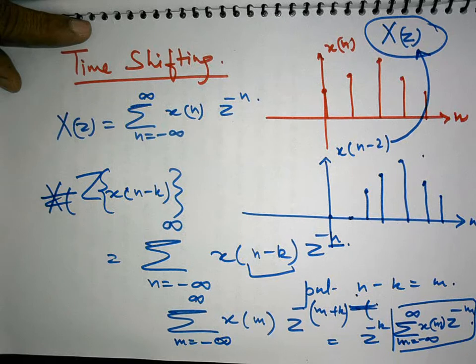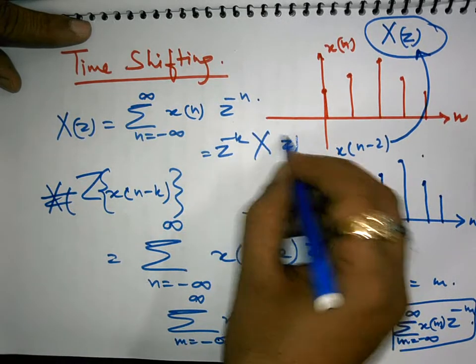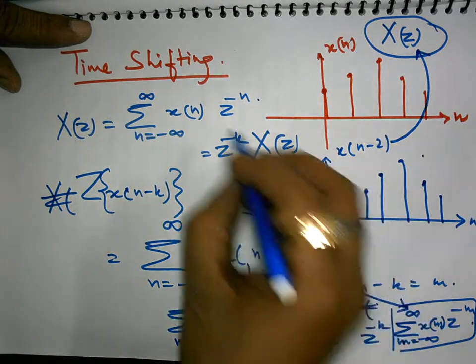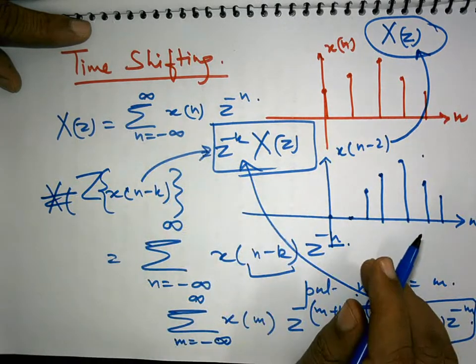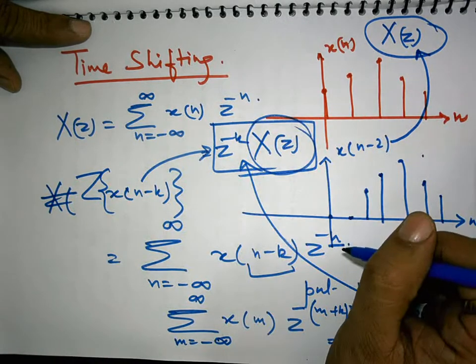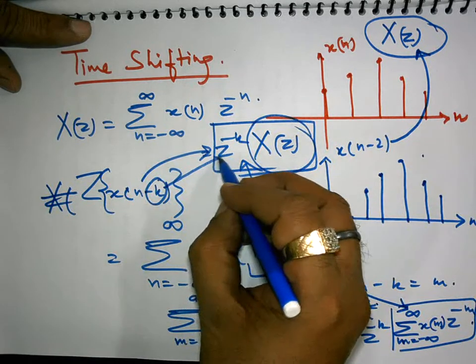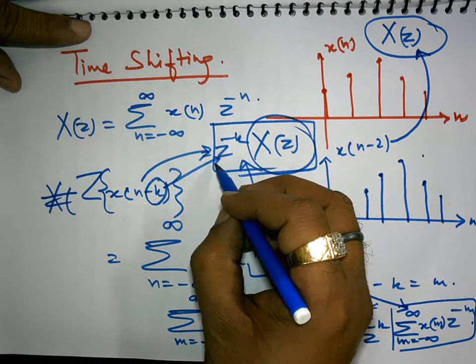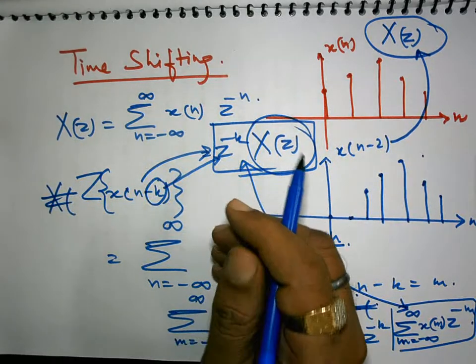xm you say, or you say xn, they are the same, because m and n are dummy variables. So this is equal to z to the power minus k X(z). So if you are willing to evaluate the z transform of the shifted version of the signal, and the z transform of the original signal is known to you, then what you need to do? You have to multiply the z transform of the original signal simply by z to the power minus k. Getting my point?